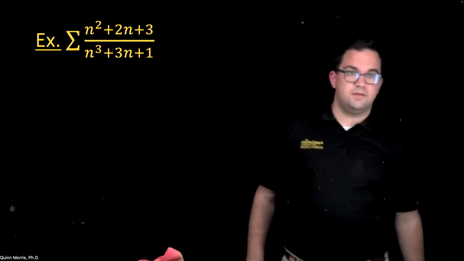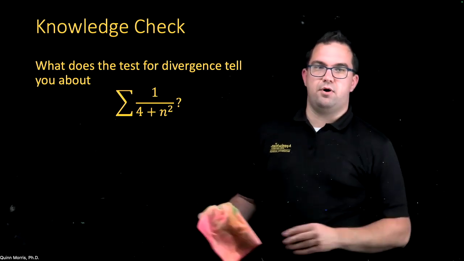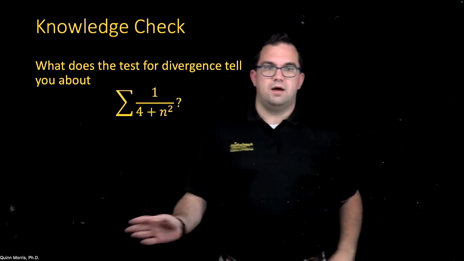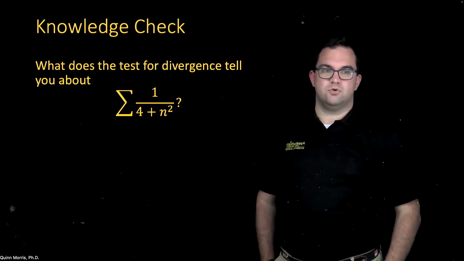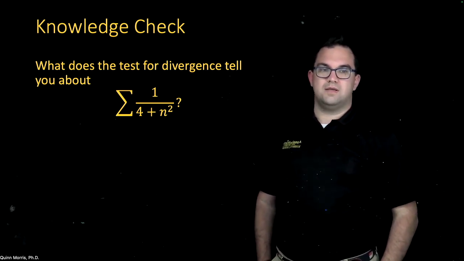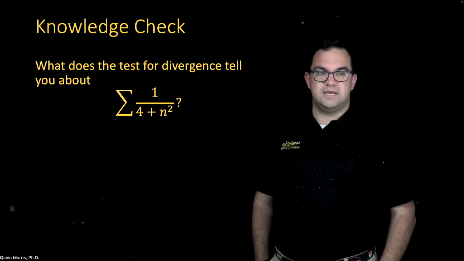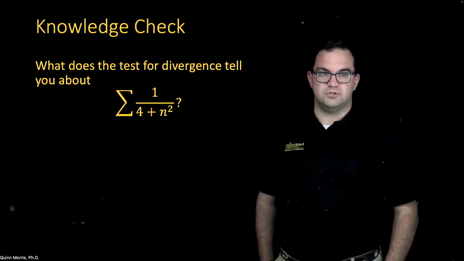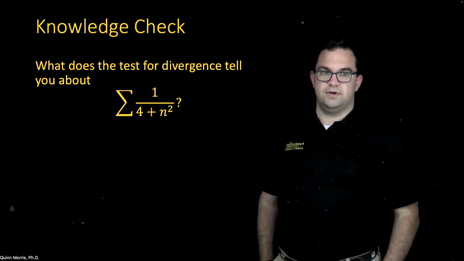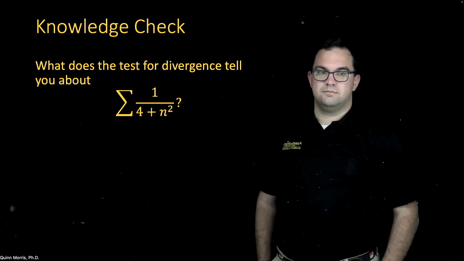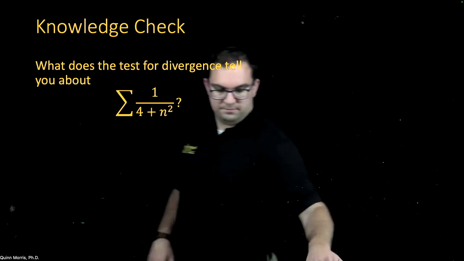All right. Now that you've seen a couple of examples, let's pause for a knowledge check. What does the test for divergence tell you about the series sum of 1 over 4 plus n squared? So I'm going to pause here. I want you to use the test for divergence to determine what it tells you about this series. Okay, great. Let's take a look.